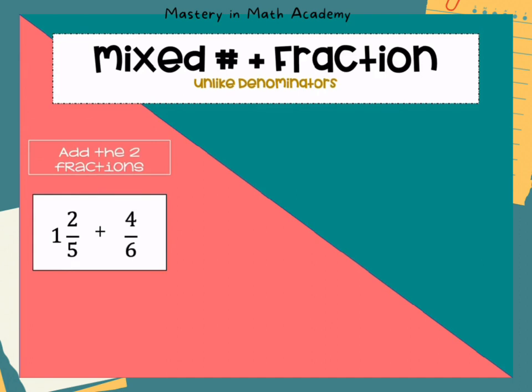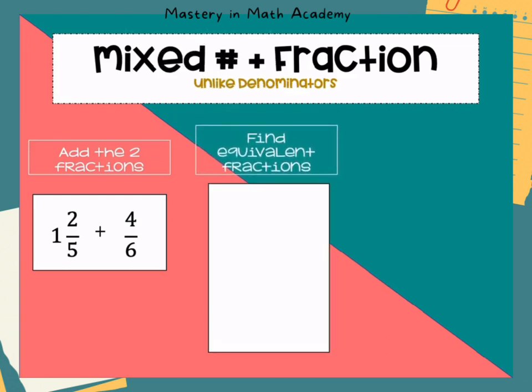Work with your fraction. It doesn't matter the order that it's in, whether it's fraction plus whole number or whole number plus fraction. Remember, we said there's a property that we have in mind, which is the commutative property. You're going to find equivalent fractions, and that's for 2/5 and 4/6.